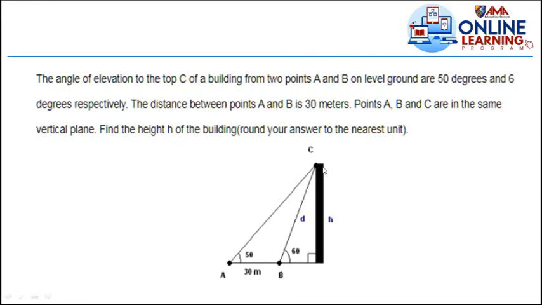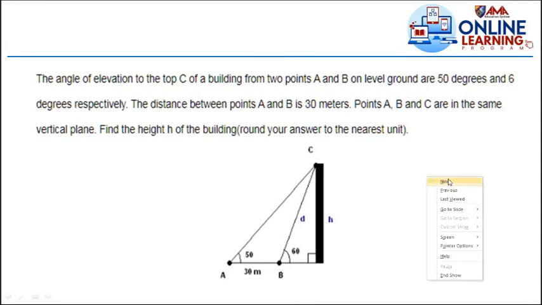Next, the distance between points A and B is 30 meters. Points A, B, and C are in the same vertical plane. Find the height of the building. So we have 50 and 60 degrees, not 6 degrees, it is 60 degrees. So we're going to solve for the height of the building.